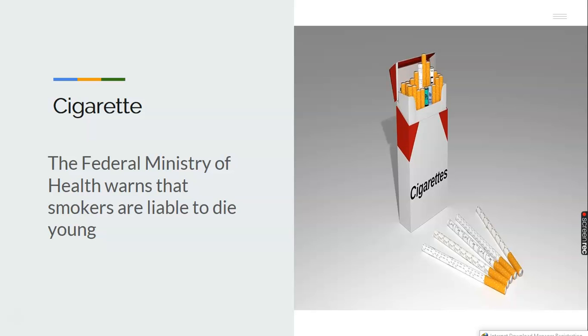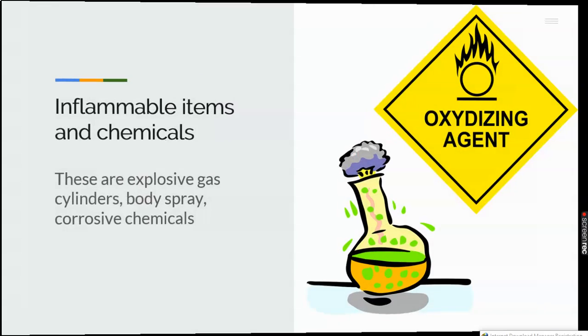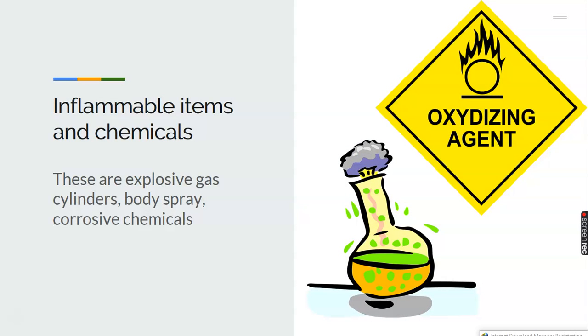Okay? Cigarettes. The Federal Ministry of Health warns that smokers are liable to die young. So not only smokers, when somebody is smoking, run away. Okay? Inflammable items and chemicals, they are also dangerous. For example, your cooking cylinder at home is dangerous, it's harmful. So you don't play around it. Your body spray is explosive. It can cause combustion. It can cause fire. Okay? Stay away from it.